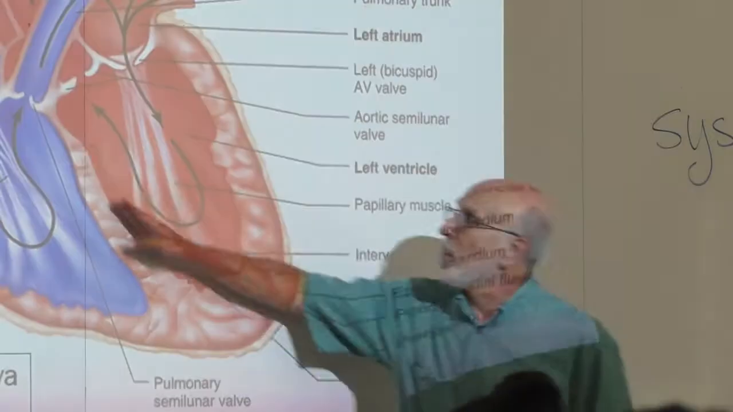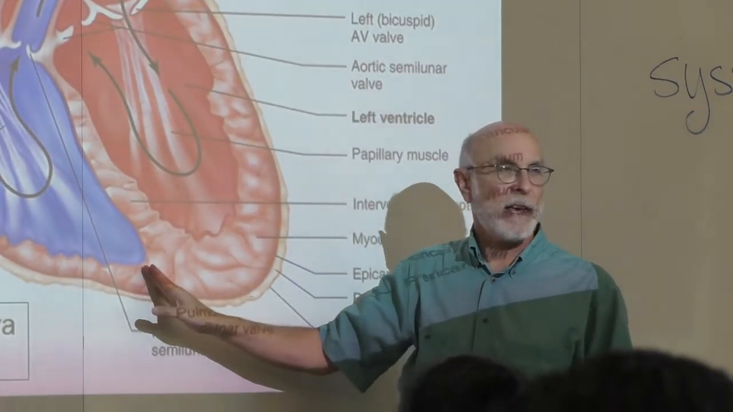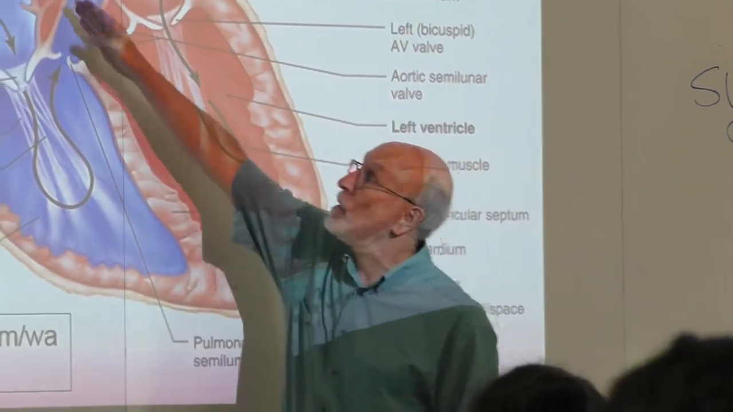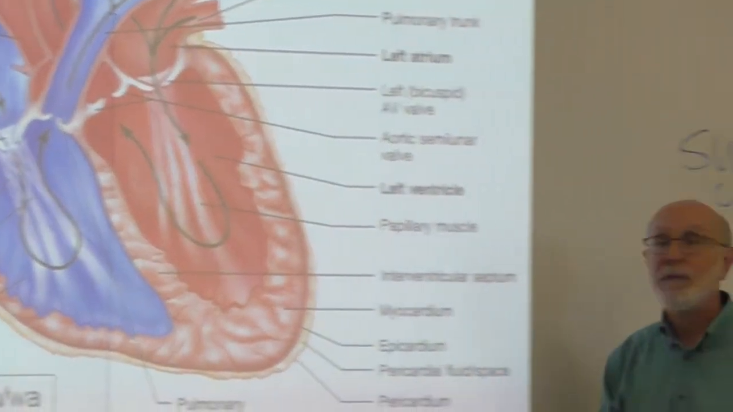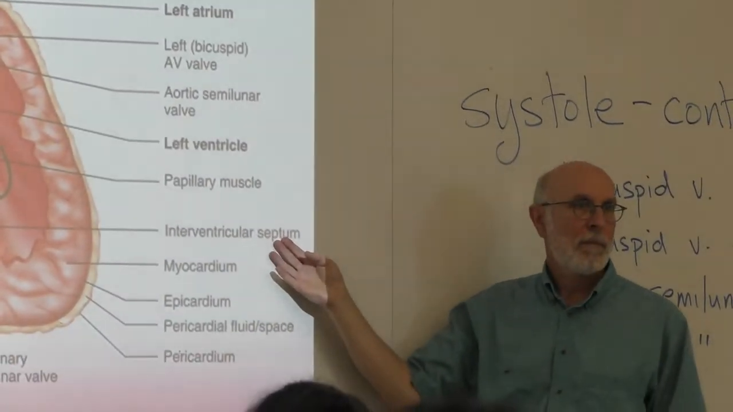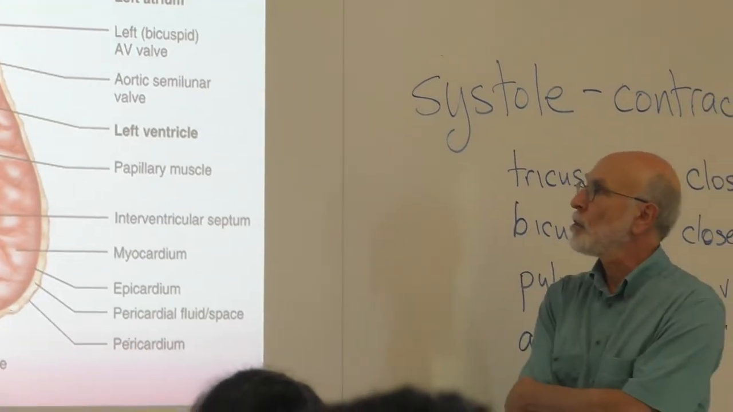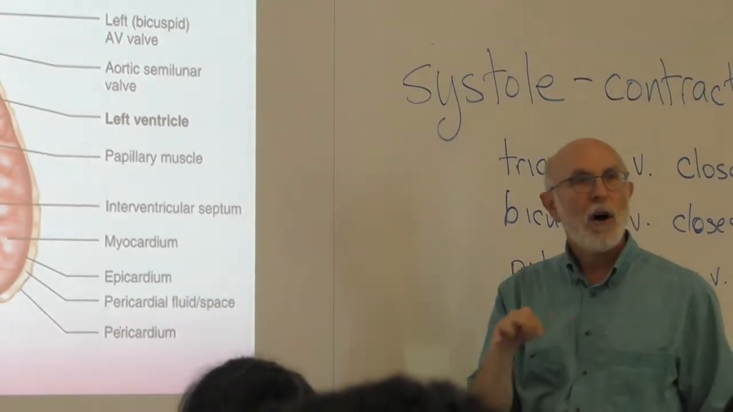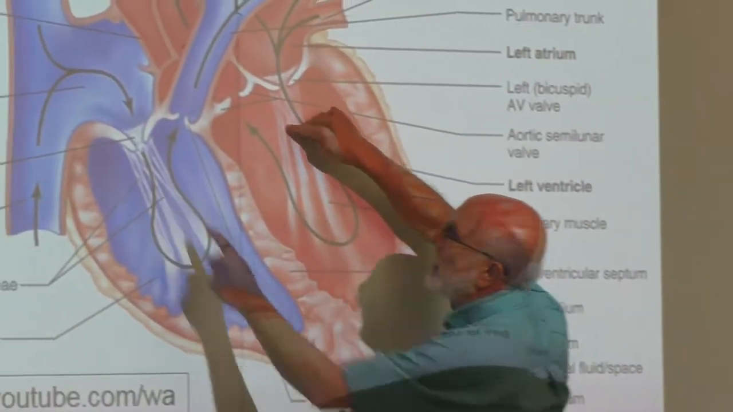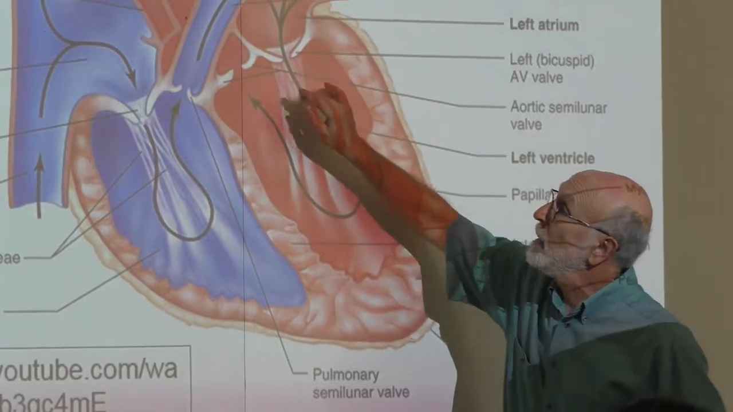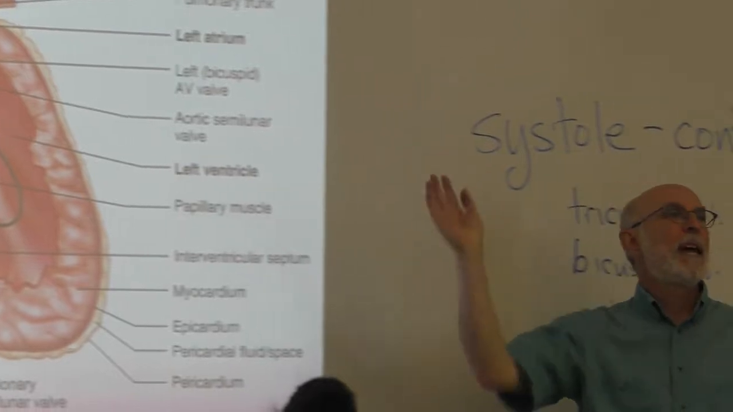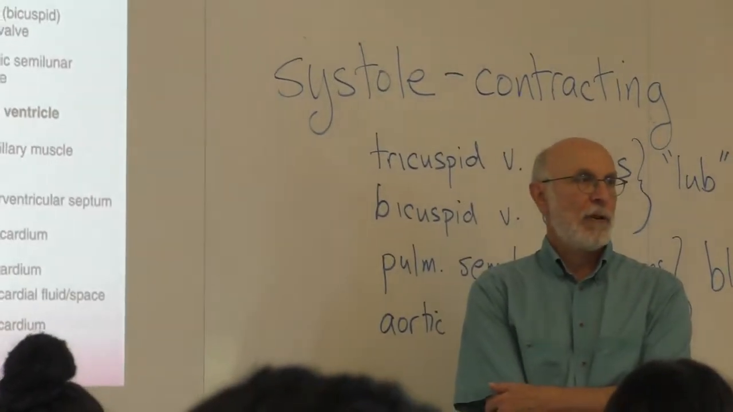The septum is Latin for wall, I think. The septum is the wall between the two ventricles or between the two atria. So we have an atrial septum and we have a ventricular septum, or an interventricular septum. Septum is just what separates the two ventricles. And you saw in lab last week papillary muscle and chordae tendineae, which are important for preventing the tricuspid and bicuspid valves from getting blown out by the pressure being generated in the ventricles.